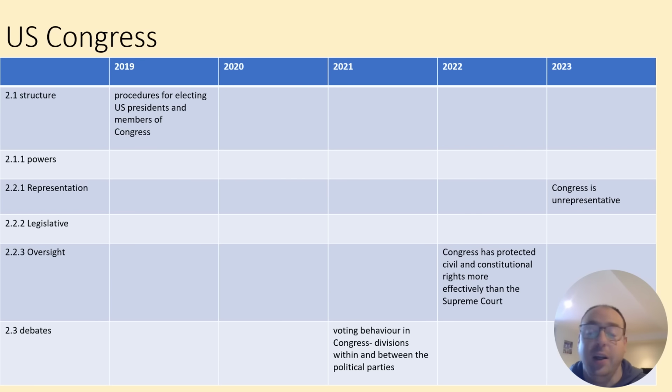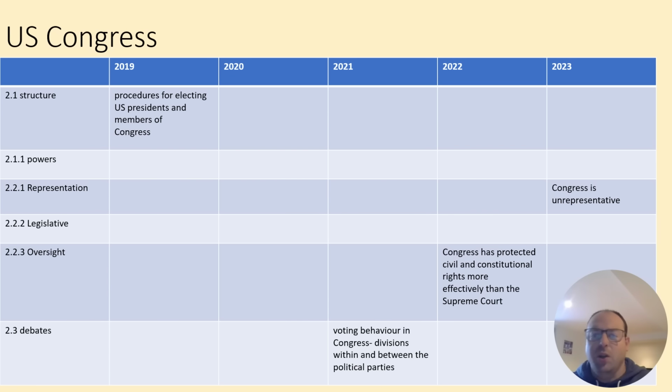You've learned the key bits about the Constitution and federalism, and then one of the most logical next steps is to make sure you know all the stuff about Congress, and that's what section 2 of this part of the spec is on. So you need to know about the structure, about its powers, about representation, about legislative oversight and debates. So representation, legislation, and oversight are kind of the three main functions, and then debates kind of pulls a lot of that stuff together.